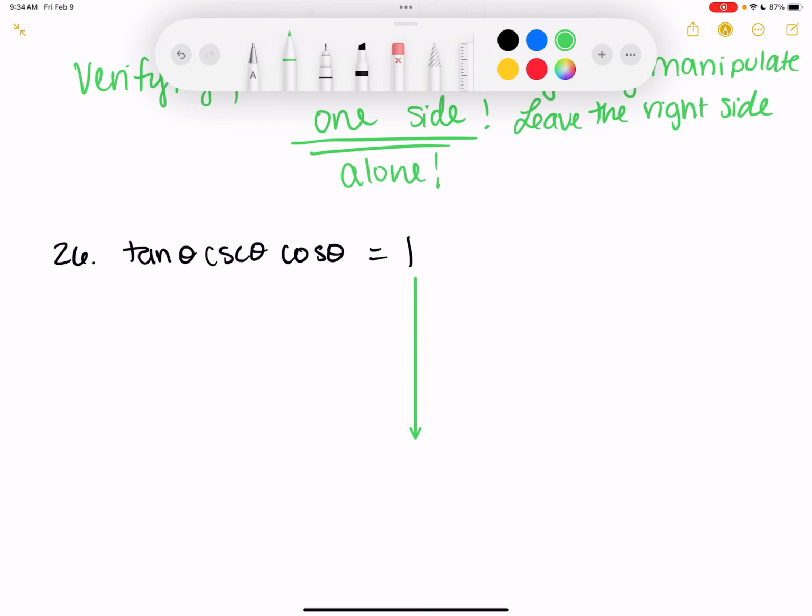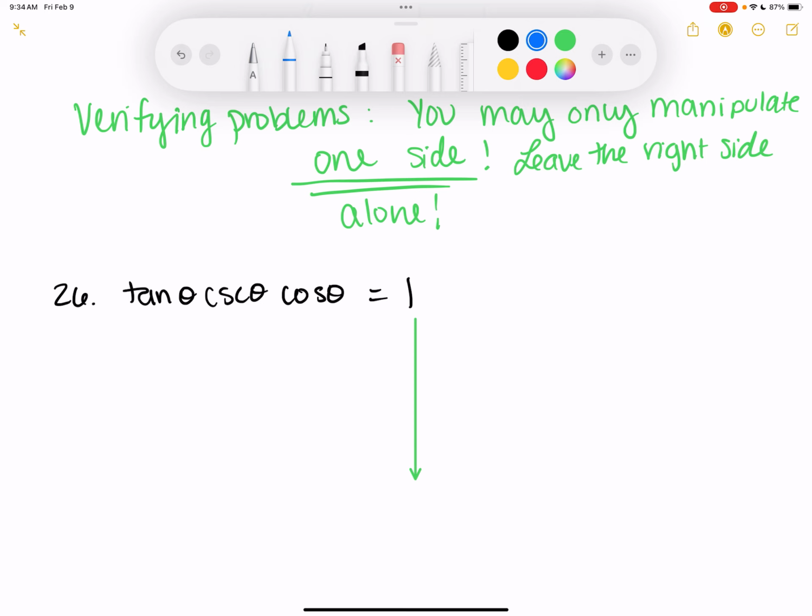So I'm still looking for what things can I rewrite over here on the left in terms of something else. So like, how could I rewrite tangent? Yep, sine theta over cosine theta. How can I rewrite cosecant? 1 over sine theta. And then I've got times cosine theta. So now I can go through, sine on top and bottom cancel, cosine bottom and top cancel. So I get 1 is equal to 1, and I have verified it.